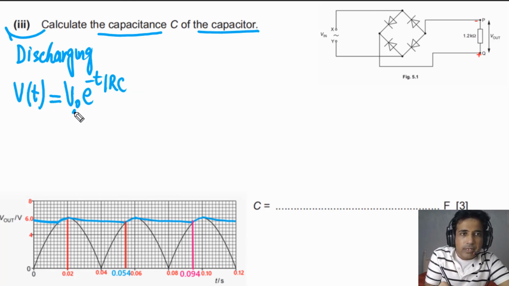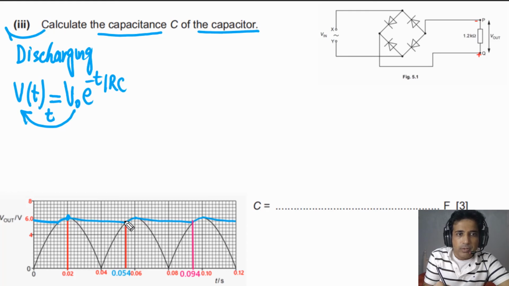Let's say we need to find the value of V after time t. Then simply you can write V naught. The time taken for V naught to become Vt, that time is t. So this is the time taken, and this is the value of V after time t. In this case, we have the peak value, that is 6.0, and after time t we have a value of V equal to 5.4. So we can write 5.4 after a certain period of time, and the peak value is 6.0 times e to the power of minus t over RC.